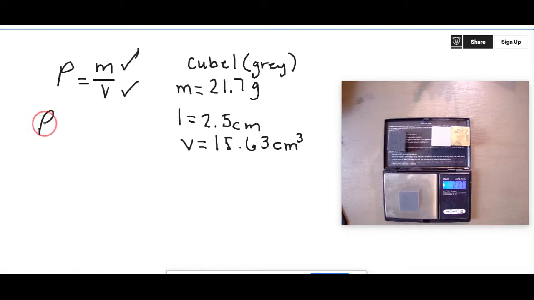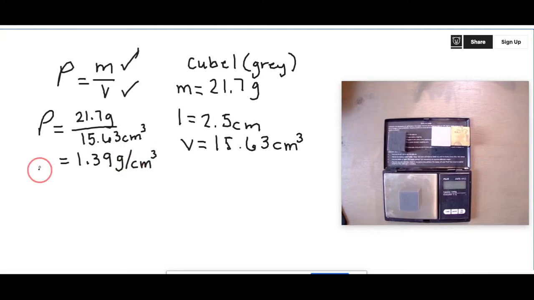So we'll go ahead and plug in our values for cube 1. We know that the mass of this cube is equal to 21.7 grams, and we know that its volume is 15.63 cubic centimeters. Now all I need to do is plug that into my calculator, 21.7 divided by 15.63, which gives me 1.39. My units are grams per cubic centimeter. So we now know that the density of whatever this material is is 1.39 grams per cubic centimeter.